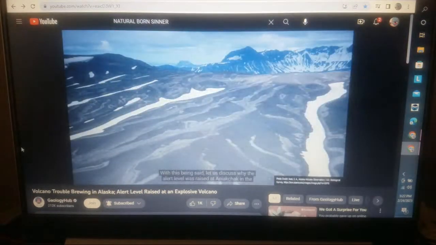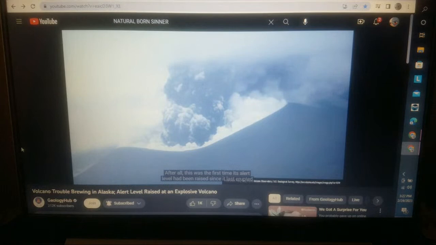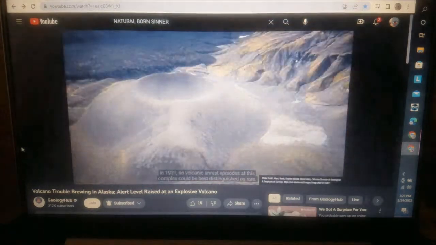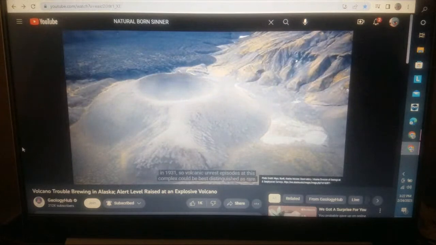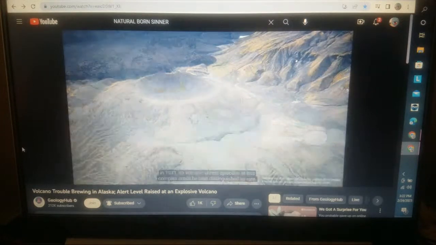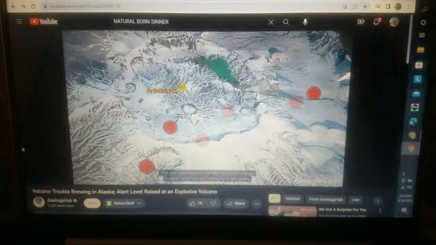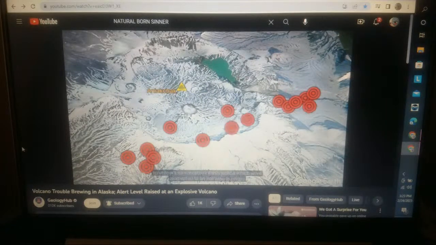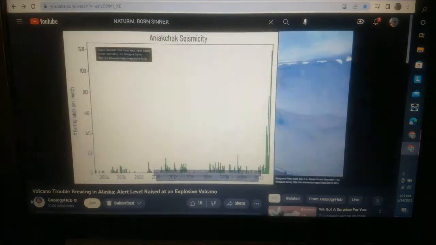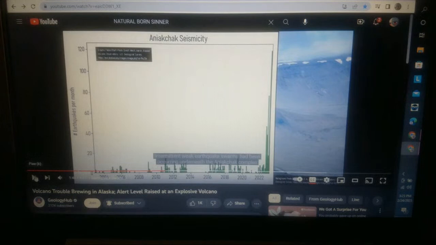With this being said, let us discuss why the alert level was raised at Aniakchak in the first place. After all, this was the first time its alert level had been raised since it last erupted in 1931, so volcanic unrest episodes at this complex could be best distinguished as rare. The primary reason for the sudden change in alert level via an increase from green to yellow was numerous earthquakes which were suspected to be volcanic in origin. Intermittent weak earthquake storms had been occurring underneath the Aniakchak.